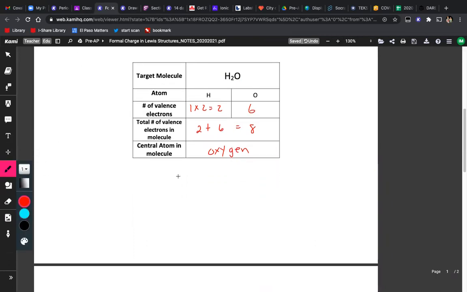Now let's go ahead and make the molecule. Remember AVBN. Now, guys, I'm going to go over this relatively quickly.